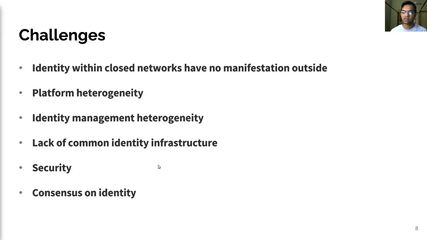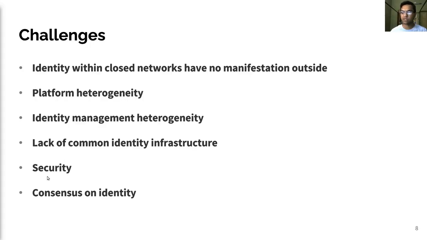So there are several challenges of designing such an identity management system. Firstly, the identities of the participants are closed within the permissioned blockchain networks and they do not have any manifestation outside the network boundary. Apart from that, here we have to take care of different heterogeneous blockchain technologies which have different identity management systems as well. Therefore, they might have various cryptographic algorithms and data structures being used for identity management. Apart from that, there is a lack of common identity infrastructure, so there is no central identity providing authority.